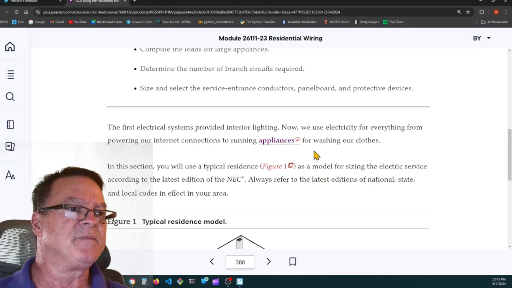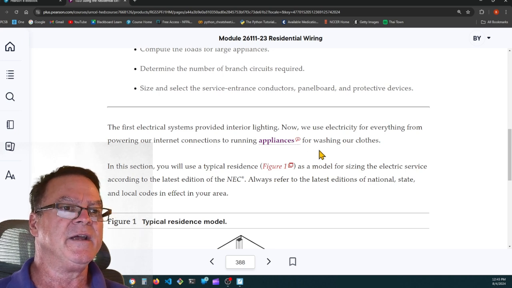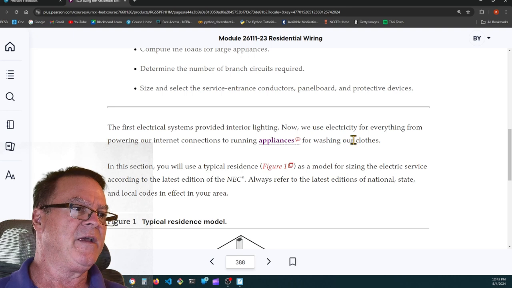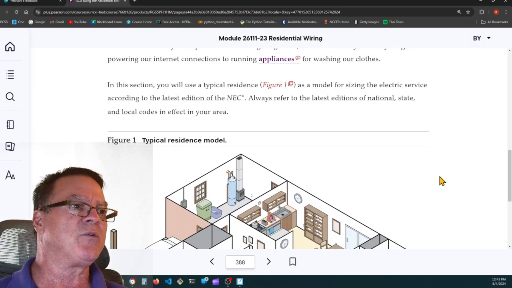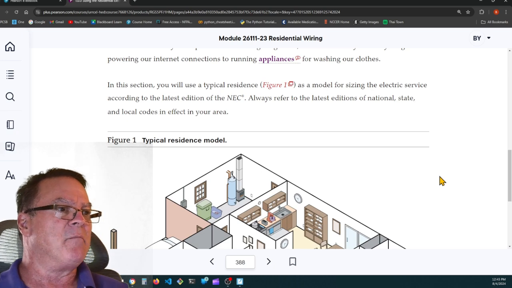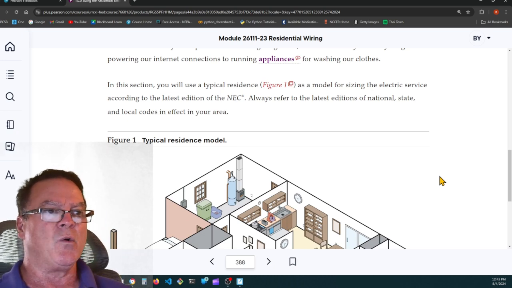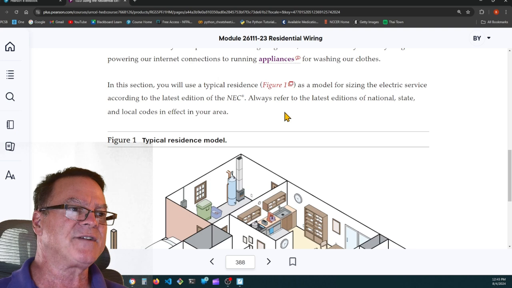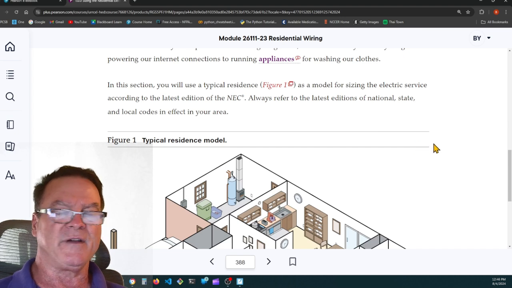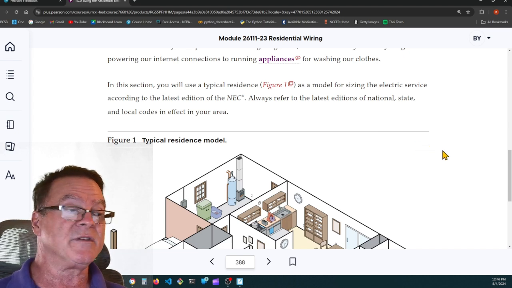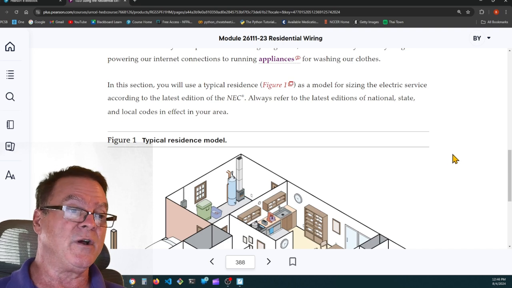First electrical system provided is interior lighting. Now we use electricity for everything from powering our internet connections to running appliances for washing our clothes. In this section, you'll use a typical residence as a model for sizing the electric service according to the latest edition of the National Electrical Code. Always refer to the latest edition of national, state, and local codes in effect in your area. So again, I'm using the 2023 National Electrical Code.